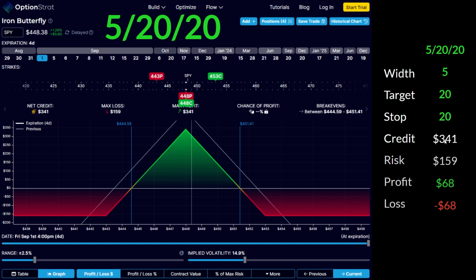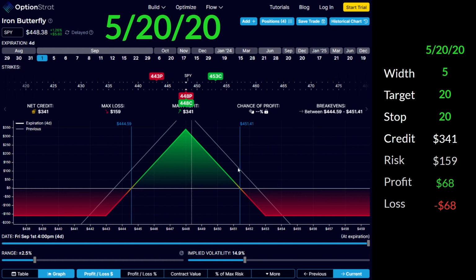So the credit is $341. The risk would be $159. Again, the width of the strikes times 100, so 500, minus the credit, 341, equals $159. So what is the profit? Well, it would be 20% of the credit. So 10% is $34, 20% would be about $68, and that's right here. The loss, of course, would be the same, negative $68.